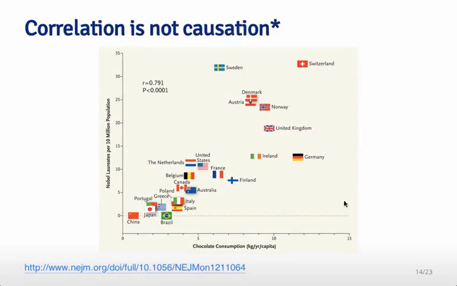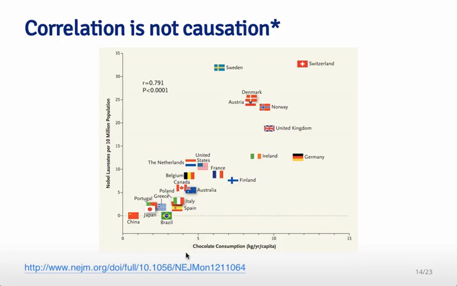So here's one example. This is actually from a possibly serious paper in the New England Journal of Medicine, where they plotted chocolate consumption in kilograms per year per capita versus the Nobel laureates per 10 million in the population. And they observed that there's a relationship between these two variables. So what could be going on here? There's lots of reasons why you might consume more chocolate and have more Nobel Prize winners.